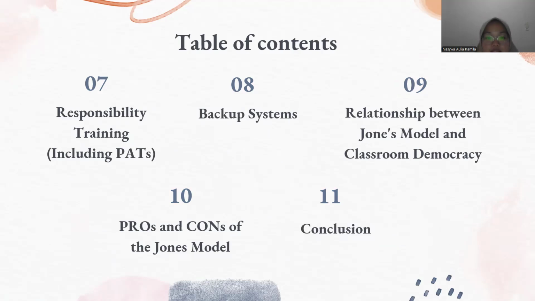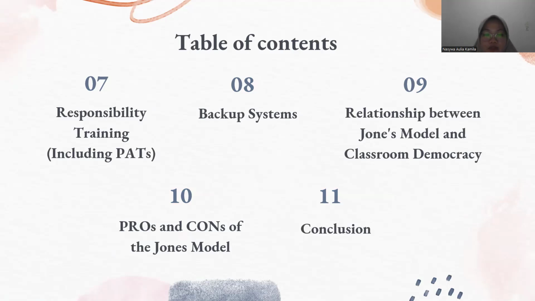And then number eight is backup system. And then number nine is relationship between Jones model and classroom democracy. And then number 10 is pros and cons of the Jones models. And then the last one is conclusion.